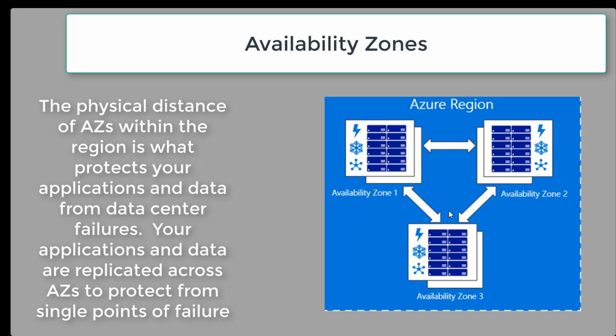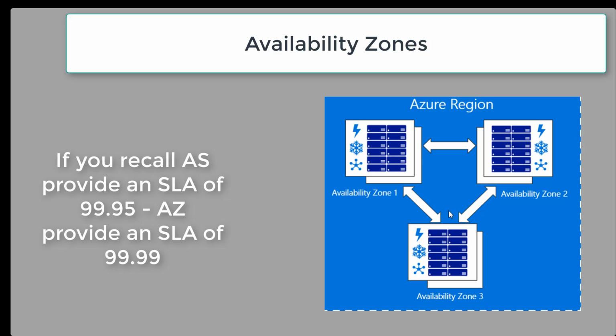The physical distance of availability zones within the region is what protects your applications and data from data center failures. Your applications and data are replicated across availability zones to protect from single points of failure. If you recall, availability sets provide an SLA of 99.95. Availability zones provide an SLA of 99.99.